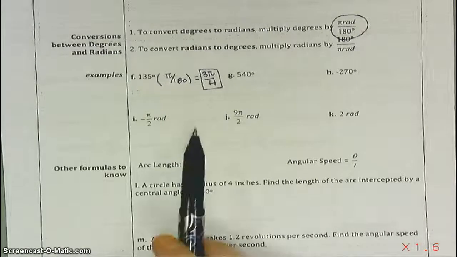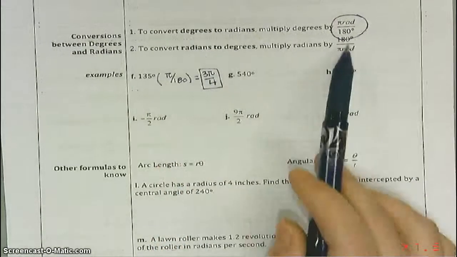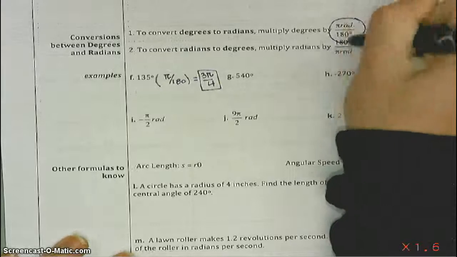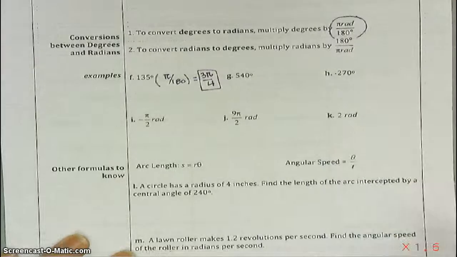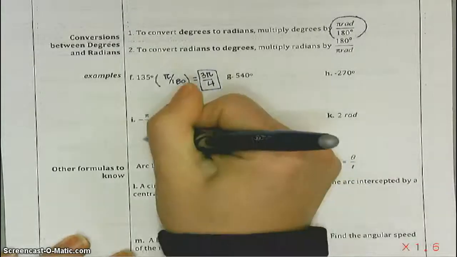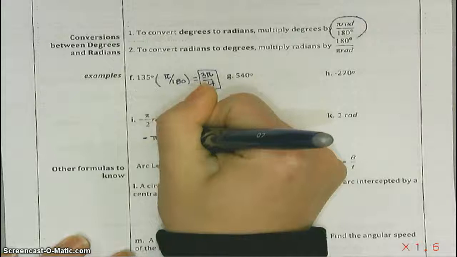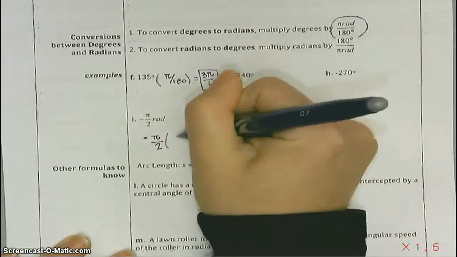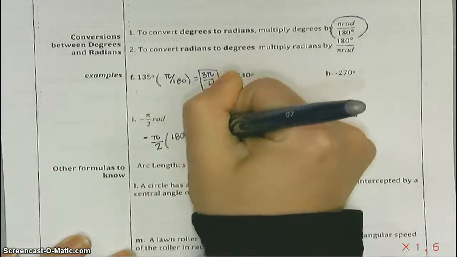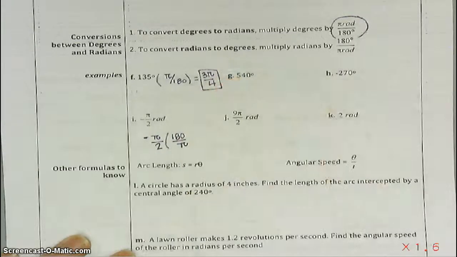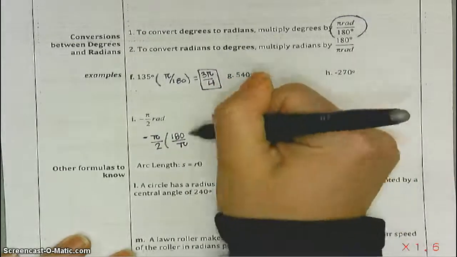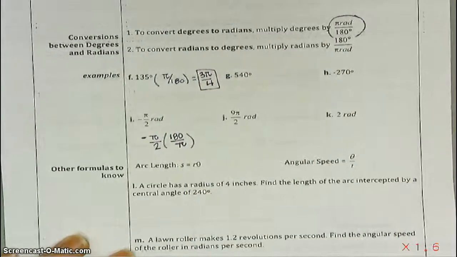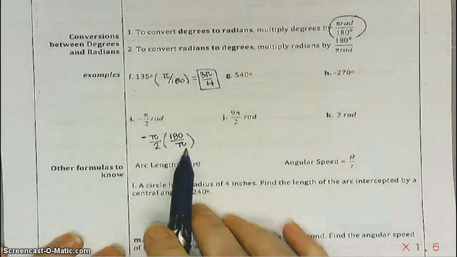Here, if you're going from radians to degrees, you're going to multiply by the reciprocal, which is 180 over pi radians. An example, and it's fine if it's negative to start off with. Here we have pi over 2 radians. I want to change it to degrees by multiplying it by 180 over pi. And this maybe you could even do in your head.